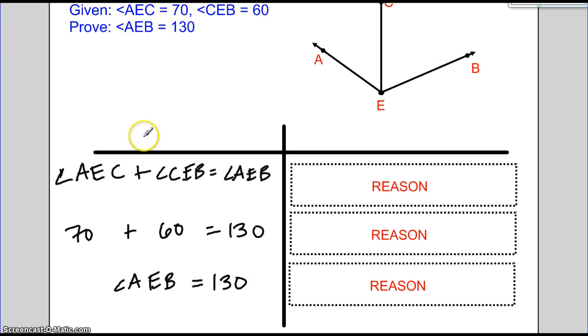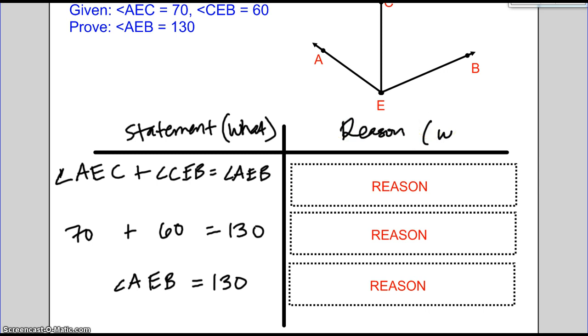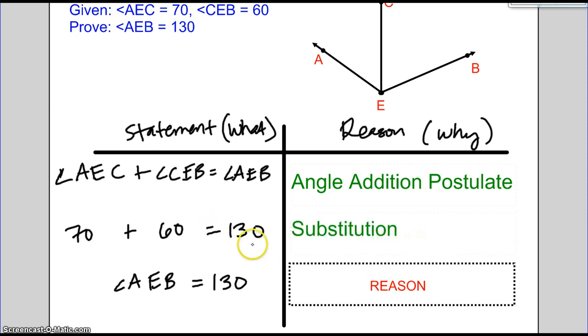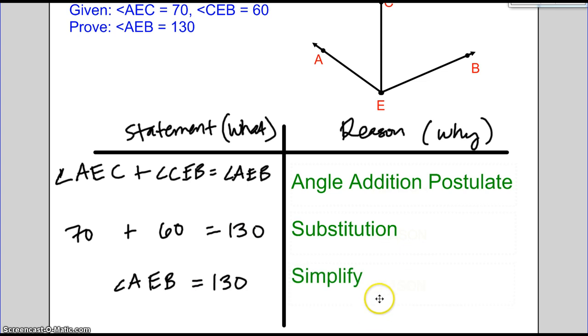Now whenever I do this, this is the statement, or I call it the what, and this is the reason, and I call this the why. When I do that, why did I do this? Because that's what the angle addition postulate is. Why did I do this? Because it's substitution. And then now I'm going to come back here and plug it in, and I'm just simplifying.